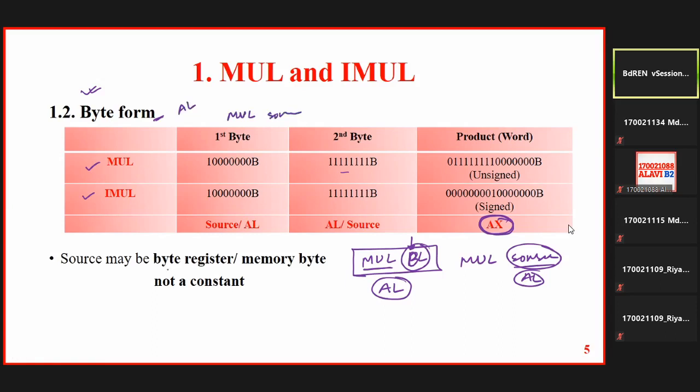So the source can be a byte register, a memory byte, or anything, but it cannot be a constant. So it can be BL, DL, or any variable which is a byte. These two will be multiplied, and finally the product will be saved in AX. It is very important to remember.